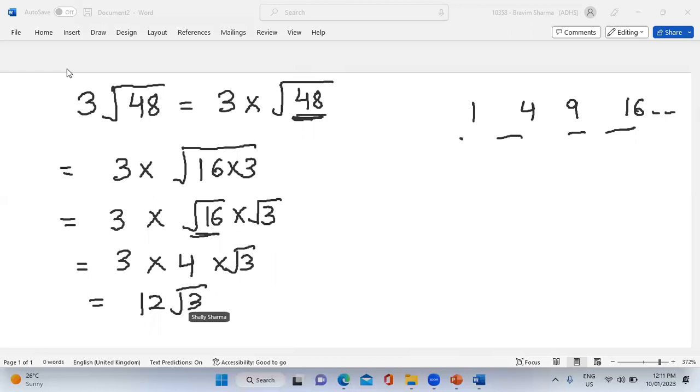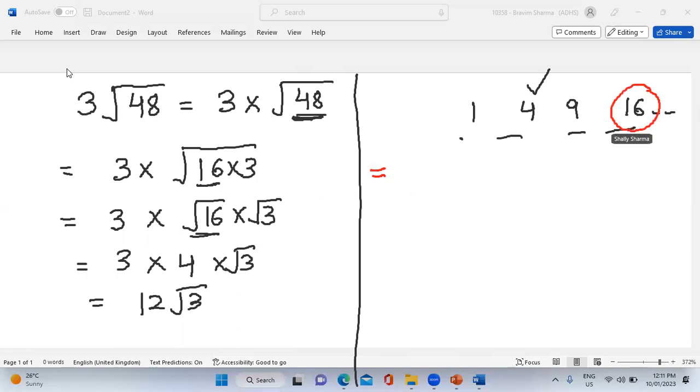Sometimes if students are not able to identify that 16 times 3 is 48, they can think that 4 times something is also 48. So you can start in that way also. There might be a chance you need to do one or two more steps, but you will be able to reach the answer. For example, I don't know that 16 times 3 is 48, but I know that 48 is a multiple of 4 and 4 is also a perfect square.